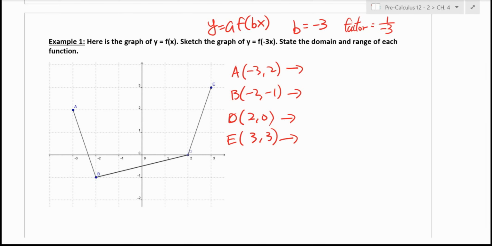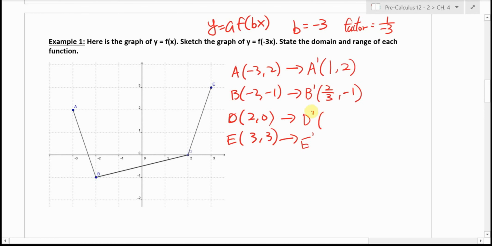So we are going to change the x values now. All you need to do is simply multiply the original x value by negative 1 over 3. So negative 3 times negative 1 over 3 is positive 1. The y value remains the same. Negative 2 times negative 1 over 3 gives you positive 2 over 3. If you keep going, this will be negative 2 over 3, comma 0. This will be negative 1, comma 3.